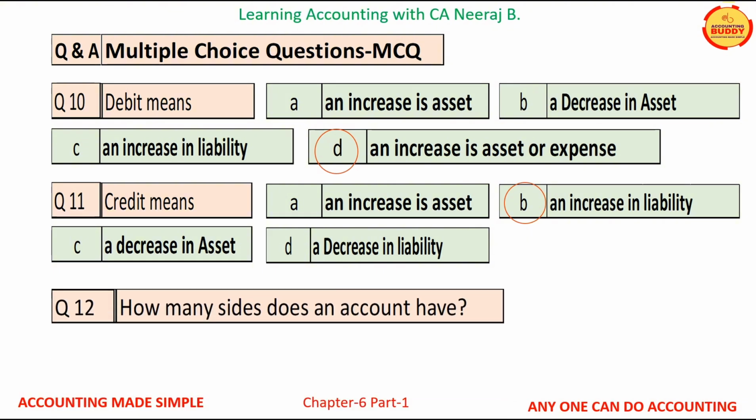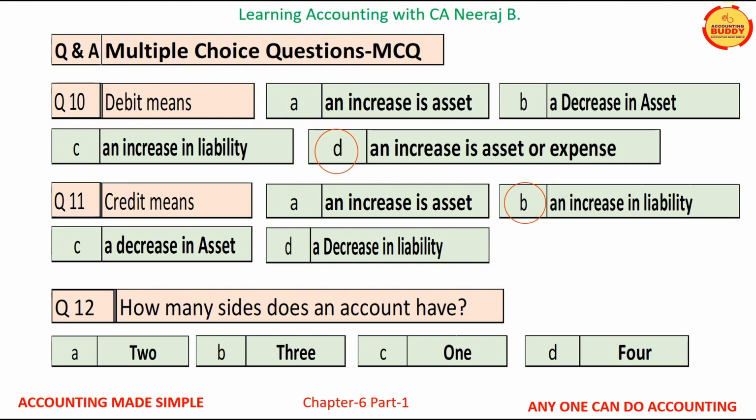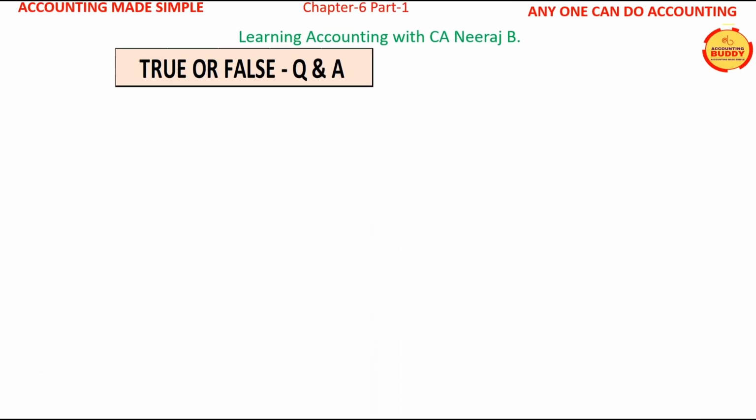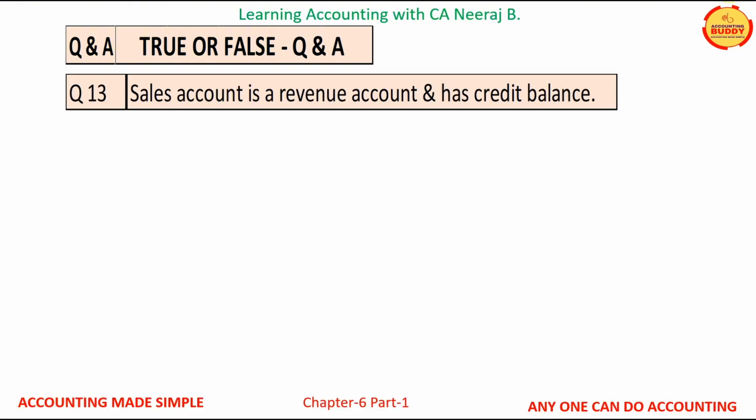Question number 12, how many sides does an account have? The available options are option A 2, option B 3, option C 1, and option D 4. And the correct answer is option A, an account has always two sides. In this section, let us address a few true or false questions and answers. Question number 13 on your screens is sales account is a revenue account and has credit balance. It is a true statement.